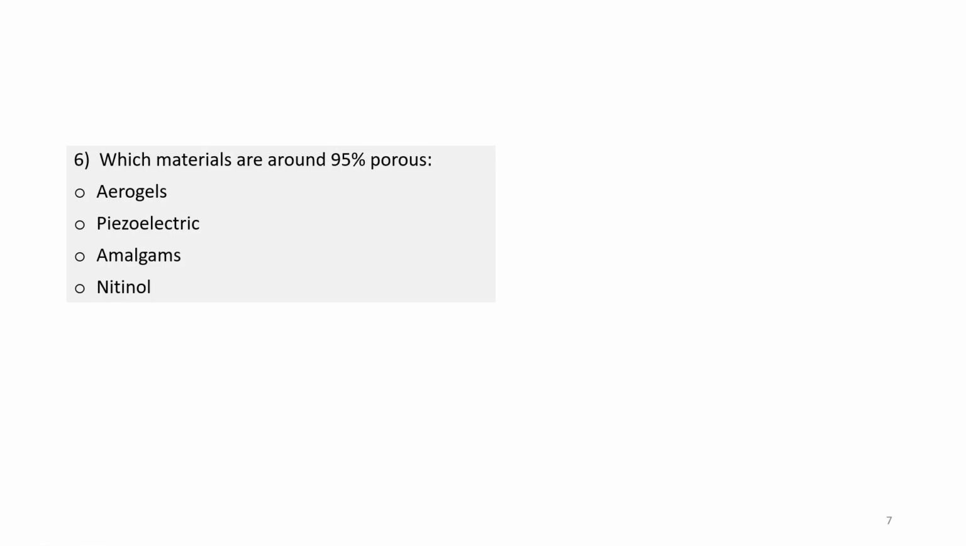Next question is, which materials are around 95% porous? Your options are aerogels, piezoelectric materials, amalgams, and Nitinol. So your correct answer will be aerogels. As the name suggests, aerogels consist of porosity as high as 95%.